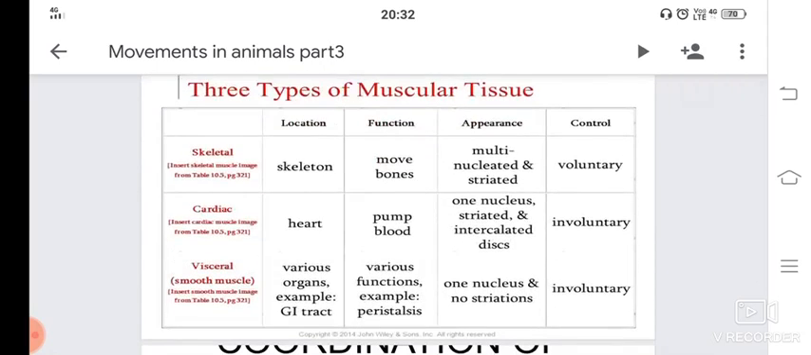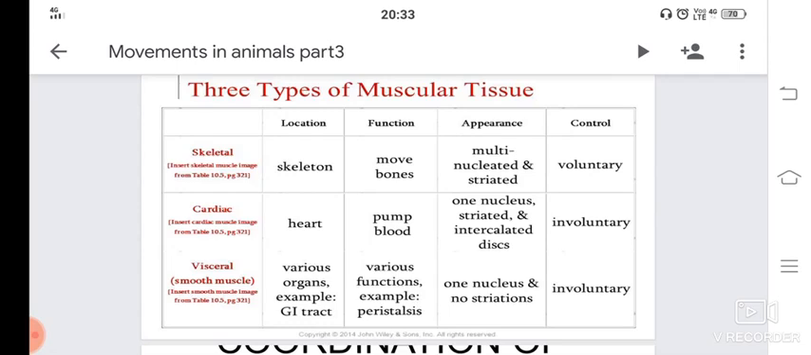Next we have a differentiation of the three types of muscular tissues. Skeletal tissue, it is the skeleton. It makes a move of a bone. Multinucleated, striated, that is, multinucleated means we have these muscles in many places. And then voluntary means if we need to do work for our own purpose, to move from one place to another and hold things, we need to do it voluntarily, and only then can those muscles help to make things move.